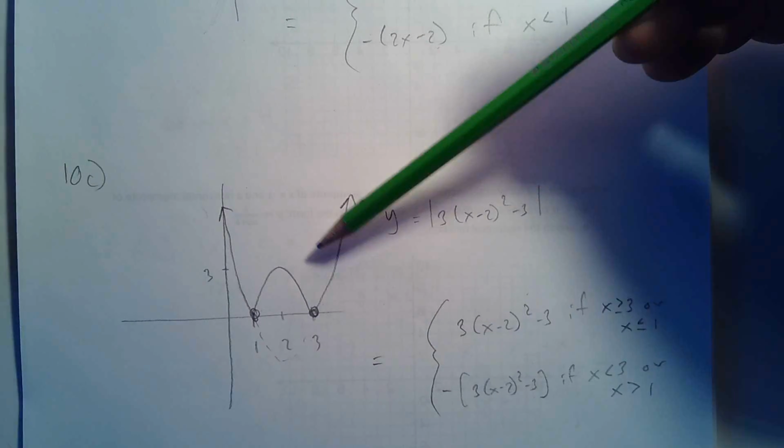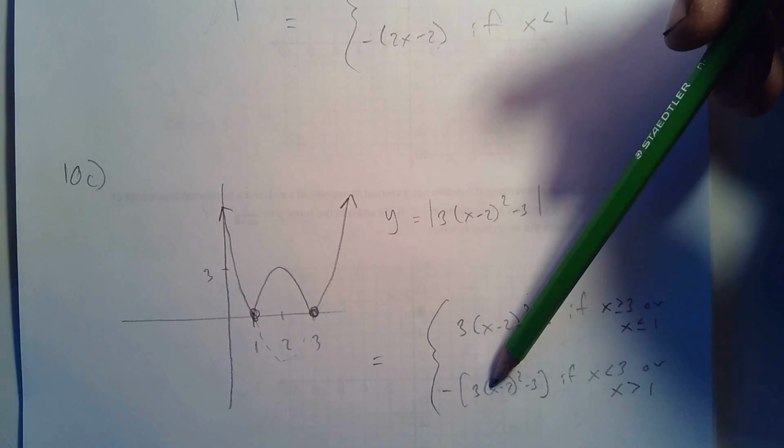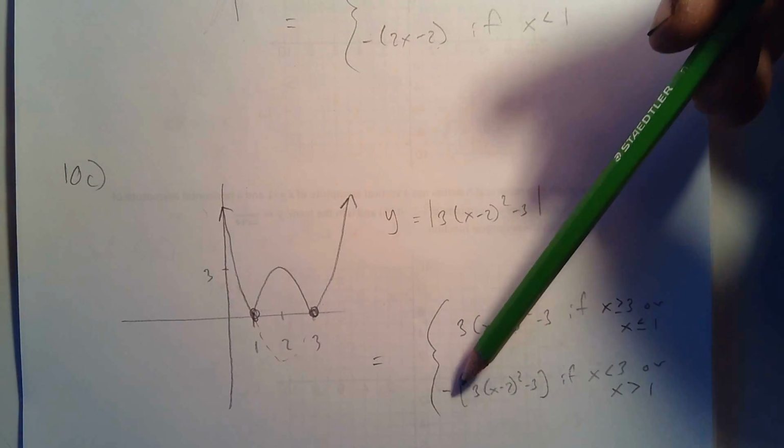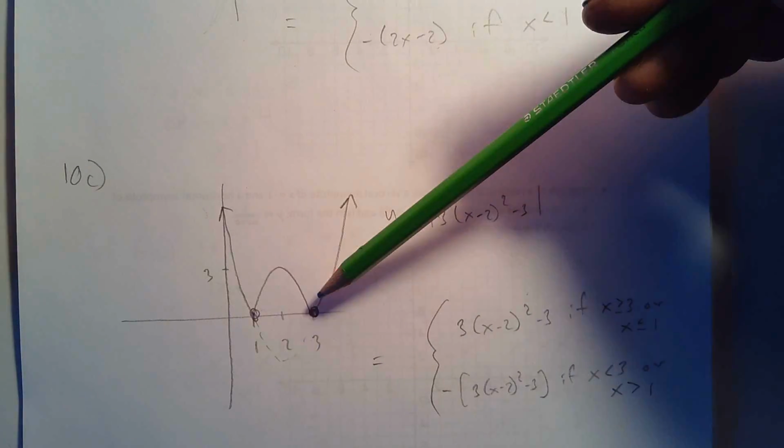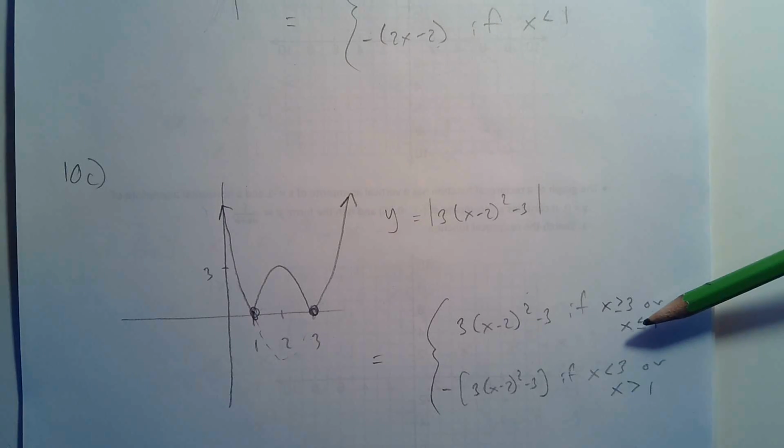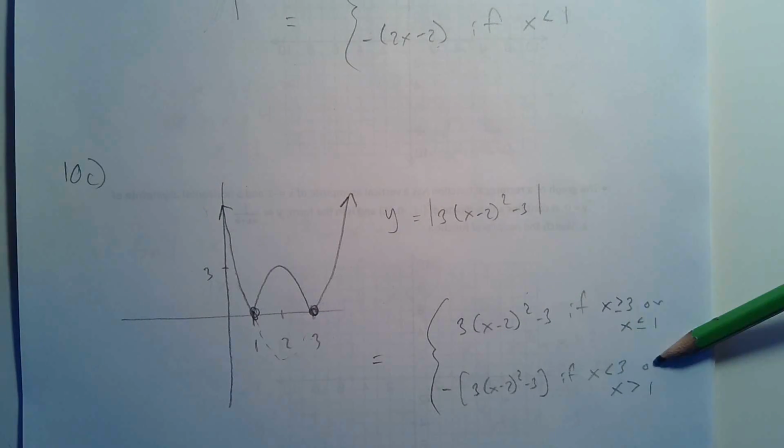Okay, this middle part here is what's describing the negative, the reflection. So that's what this minus is doing. It's reflecting it. And that is saying you have to be between 1 and 3. So again, the inequality is the same values, but the inequalities are opening up in the opposite direction.